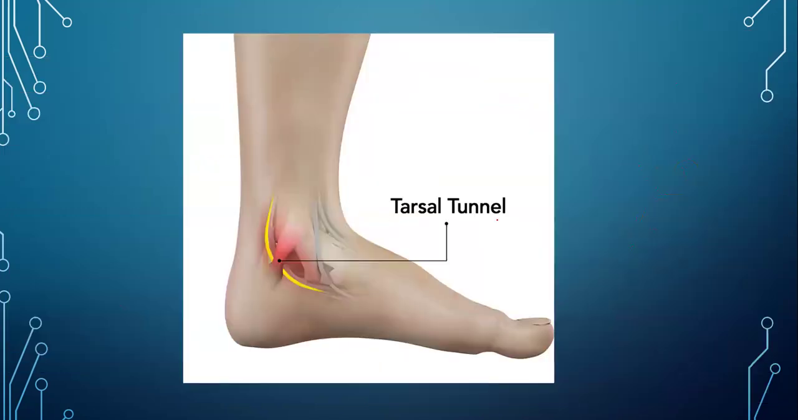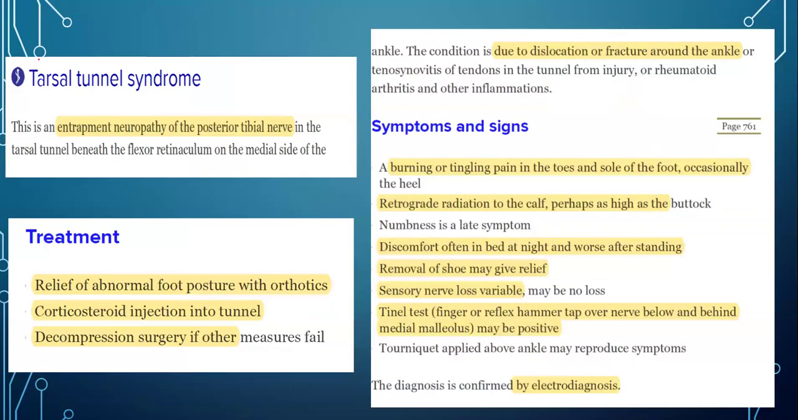Okay, moving on to tarsal tunnel syndrome. So see, this is just at the medial part of the ankle. This is the tarsal tunnel. Underneath the tunnel, the posterior tibial nerve passes and goes to the foot. So if the posterior tibial nerve gets entrapped in this tunnel, that's what we call tarsal tunnel syndrome.